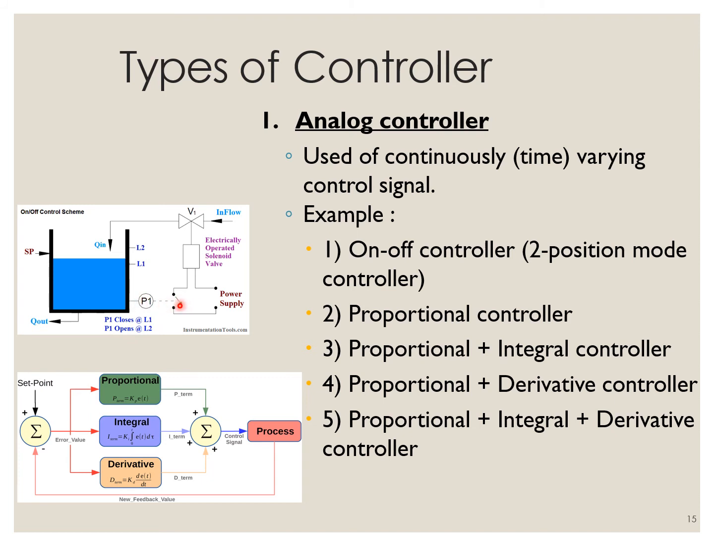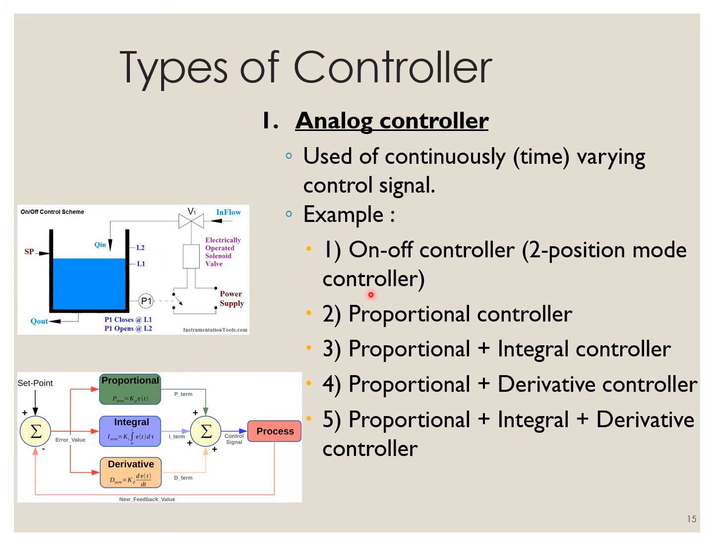When P1 opens, the power supply is cut off. Then there is no flow. This valve also will be turned off, and no flow will be fed into the system. So this is the example of on-off. When it reaches the lower limit, it will turn on. When it reaches the higher limit, it will turn off.